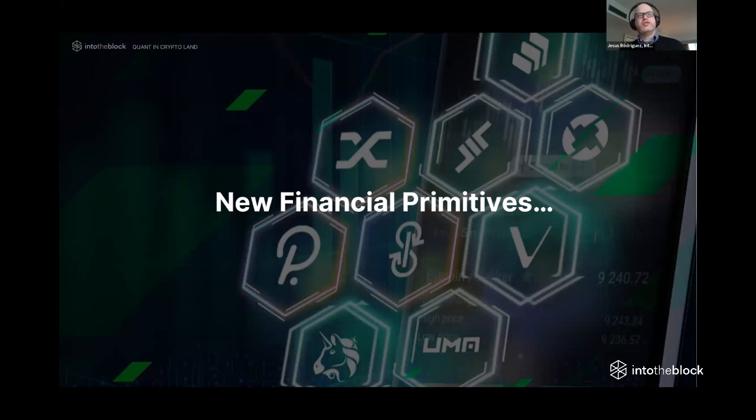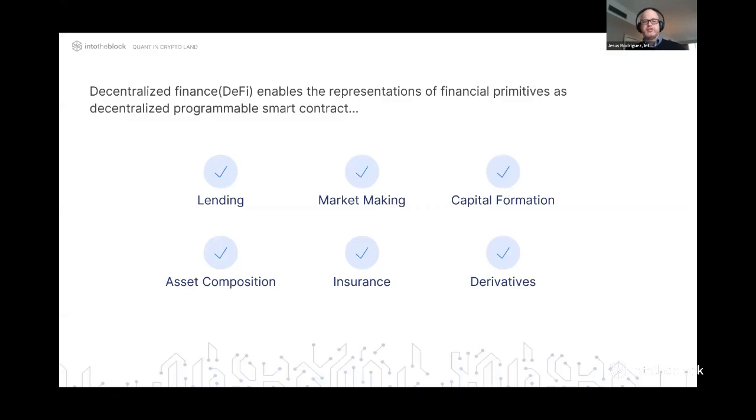The second factor that I enumerated at the beginning is this idea of new financial primitives, right? With traditional financial instruments, we're dealing with the same set of primitives that are mostly static. You're dealing with lending and market making in an infrastructure that has been established for decades and hasn't changed that much. In the case of crypto, with trends such as DeFi, we are moving towards a world in which all these primitives are automated in the form of smart contracts. So you have things such as lending, market making, capital formation, asset composition, insurance, derivatives, and many more that are programmable, composable, automatable.